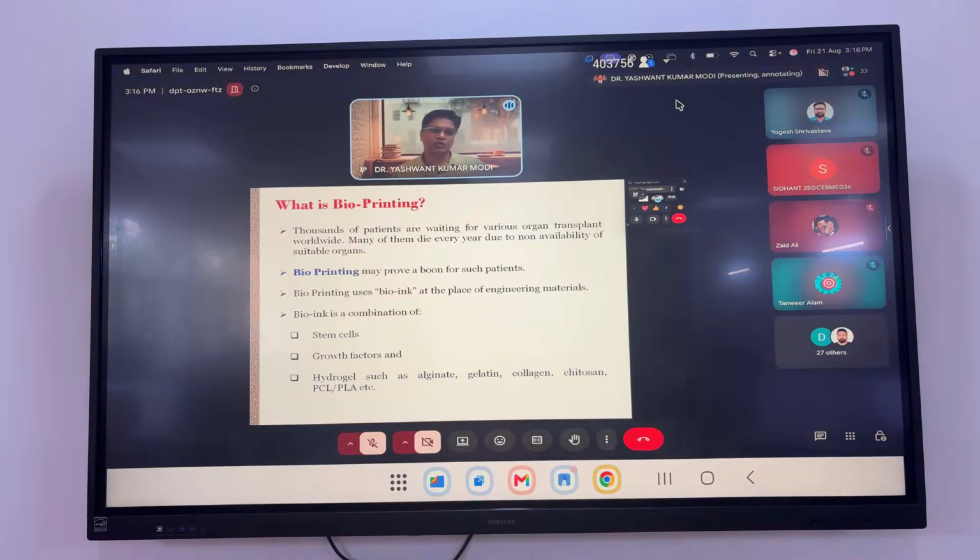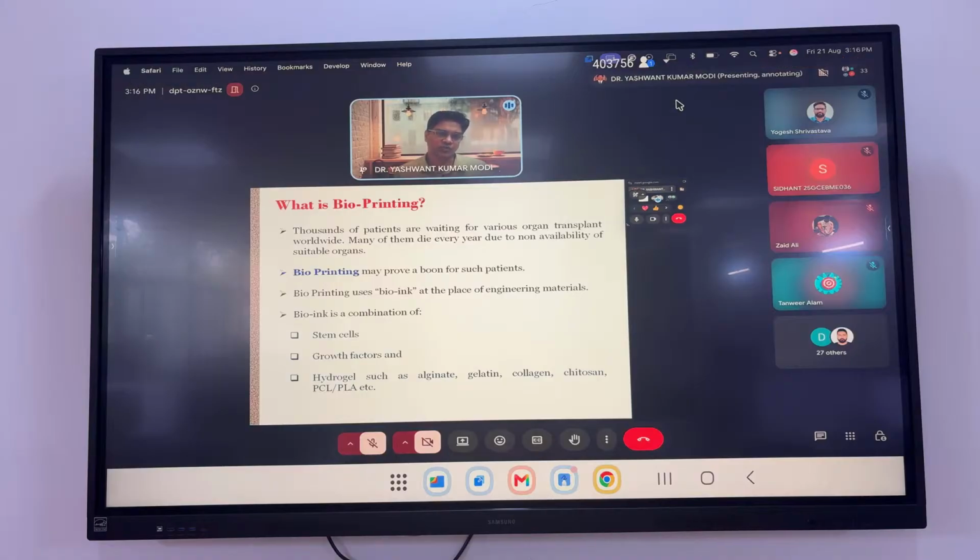Bioprinting basically makes use of a bio ink in place of engineering material. As we have seen earlier, in most cases we are using biomaterials or biocompatible materials, whereas in case of bioprinting we use bio ink instead of certain engineering materials like titanium or polyamide or some chromium cobalt or PEEK or PMMA. Instead of that kind of materials, it uses bio ink.